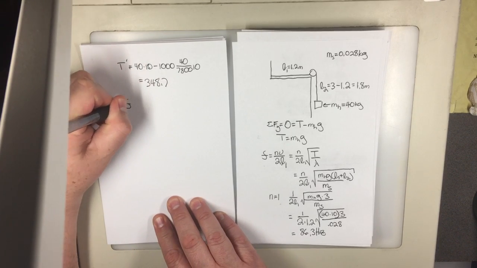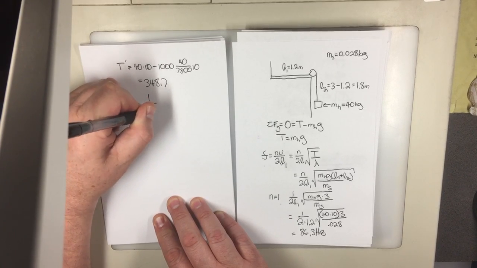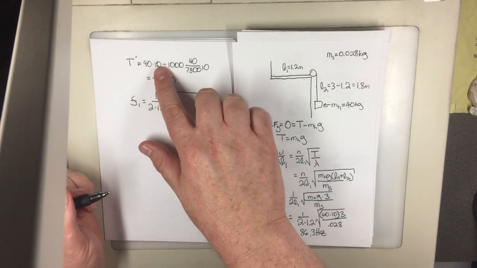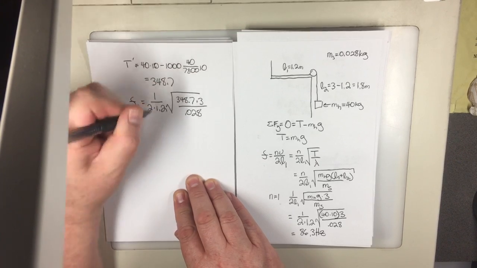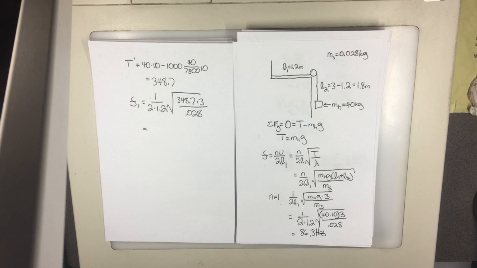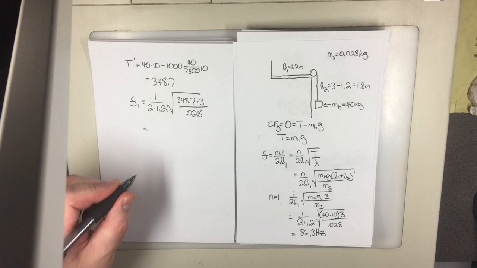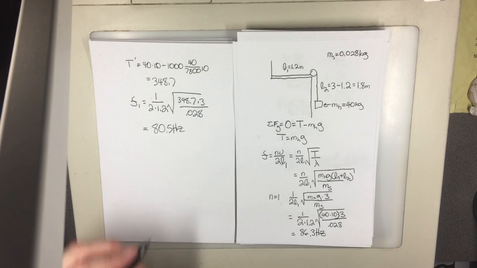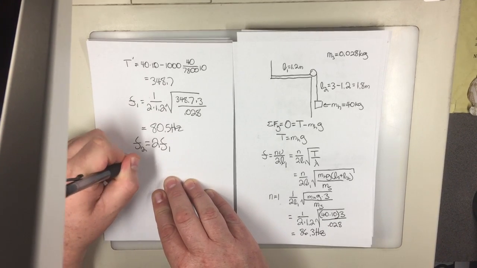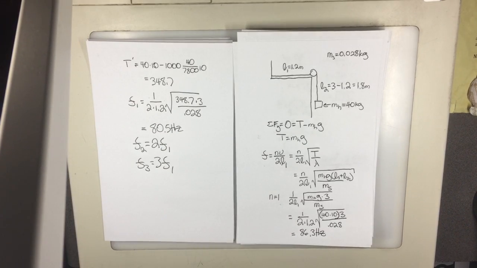So it becomes F1 is 1 over 2 times 1.2 times the square root of, instead of 400, 348.7 times 3 divided by 0.028. So the frequency is going to drop just a touch. And instead of 86.3, we have 80.5 hertz. And you do the same thing for F2 and F3. F2, 2 times F1. F3, 3 times F1. And there you go. And that is your 10 and 11.